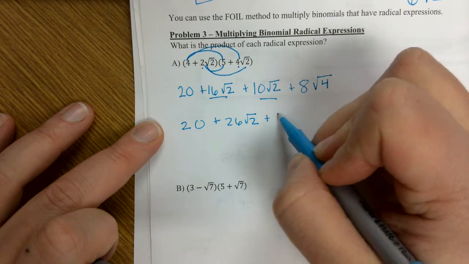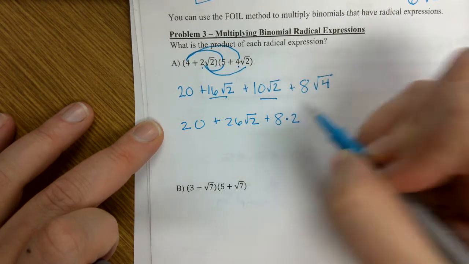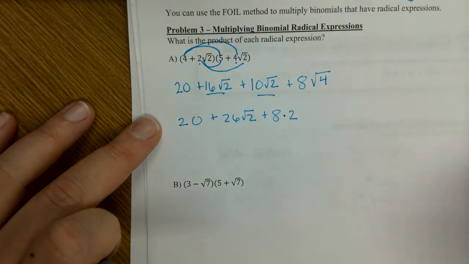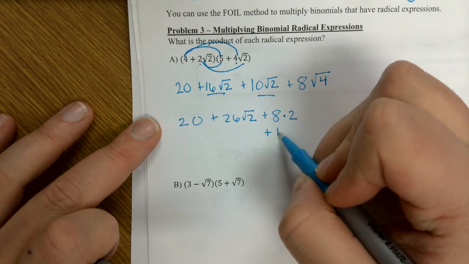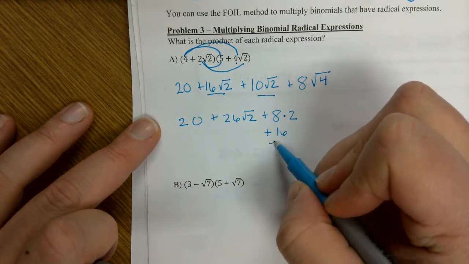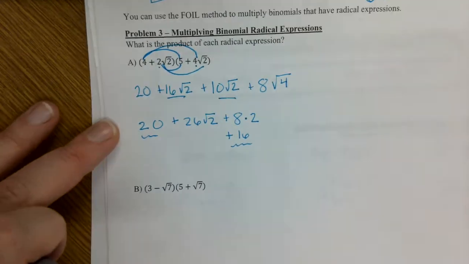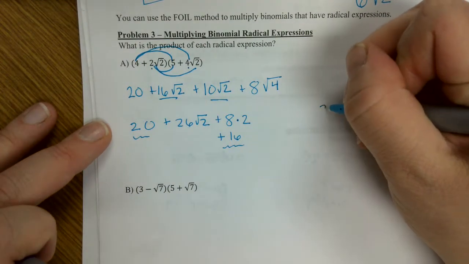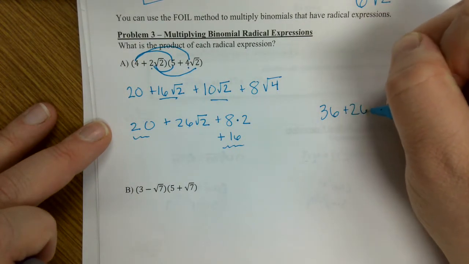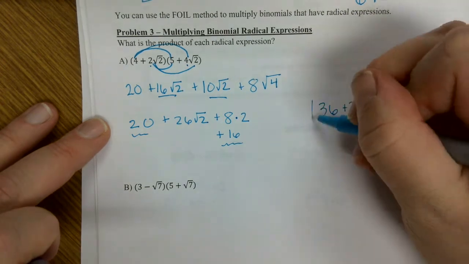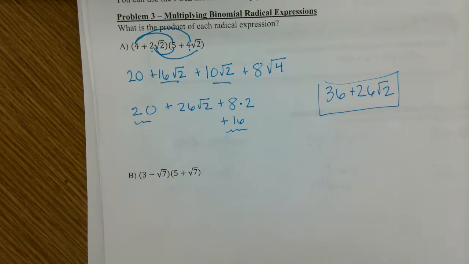I can rewrite this as 8 because the square root of 4 is 2. This number becomes 16. I now can combine those two together. So 20 plus 16 would give me 36 plus 26 square root 2. You should try to do this next one by yourself.